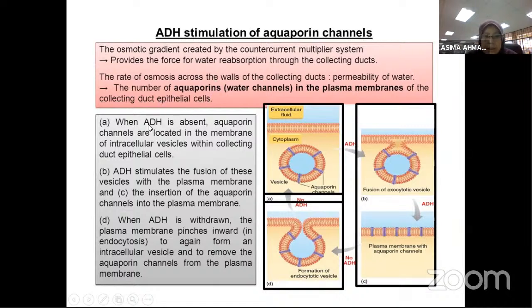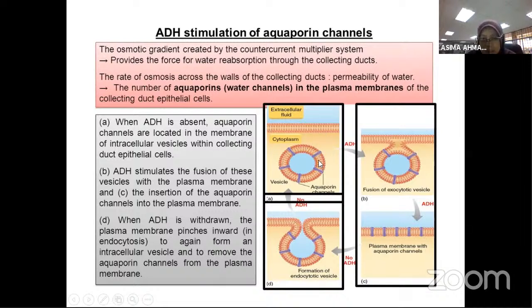Okay, so when ADH is absent, aquaporin channels are located in the membrane of intracellular vesicles within collecting duct epithelial cells. So you can see this one is without ADH. When there is no ADH, aquaporins are located in the vesicles within the cell, in the cytoplasm of the cell.